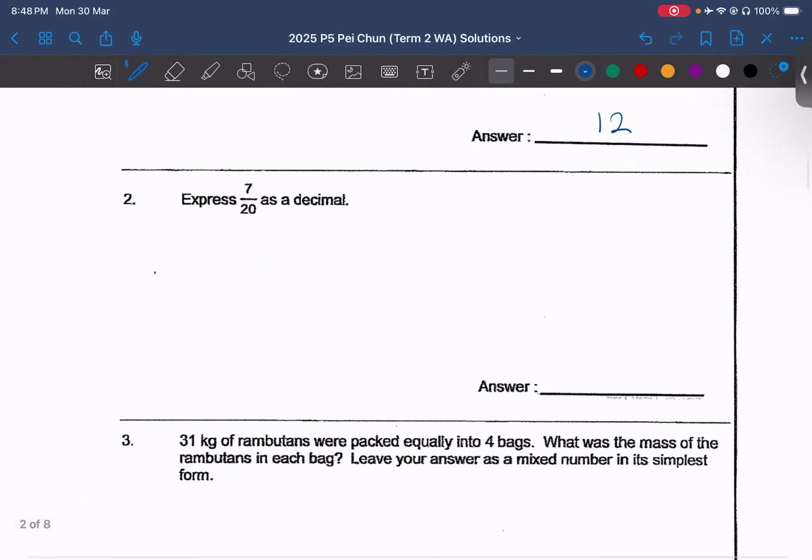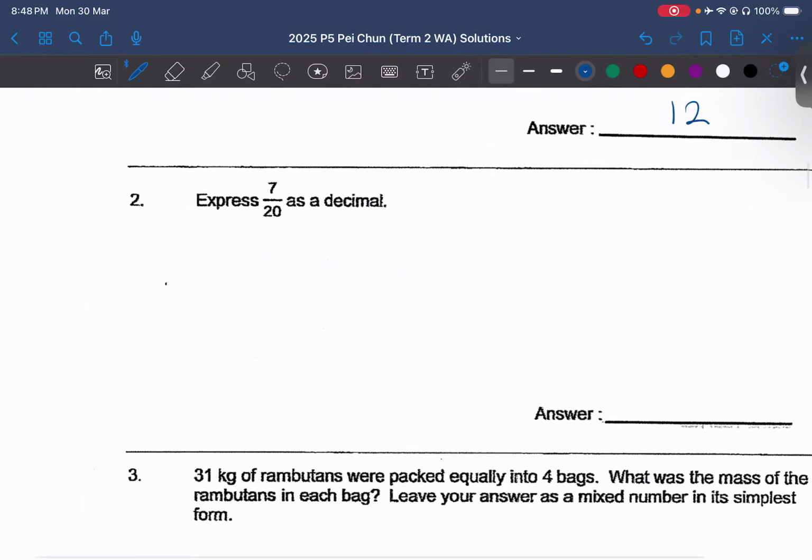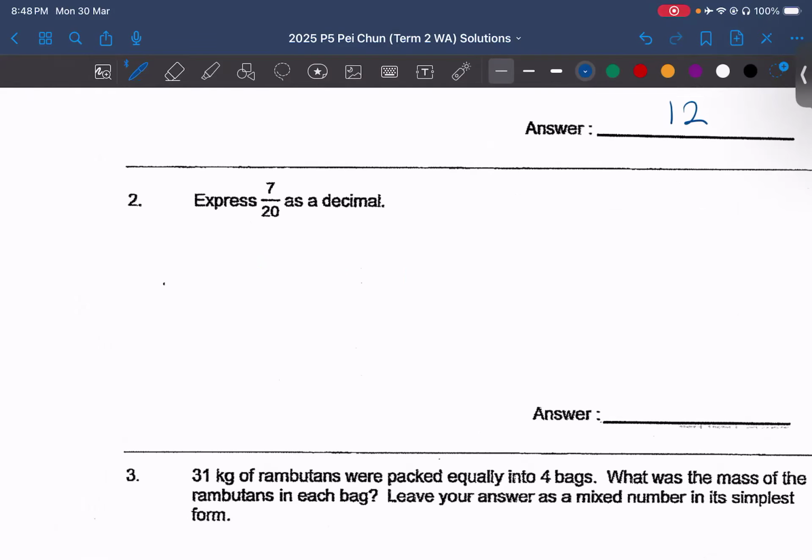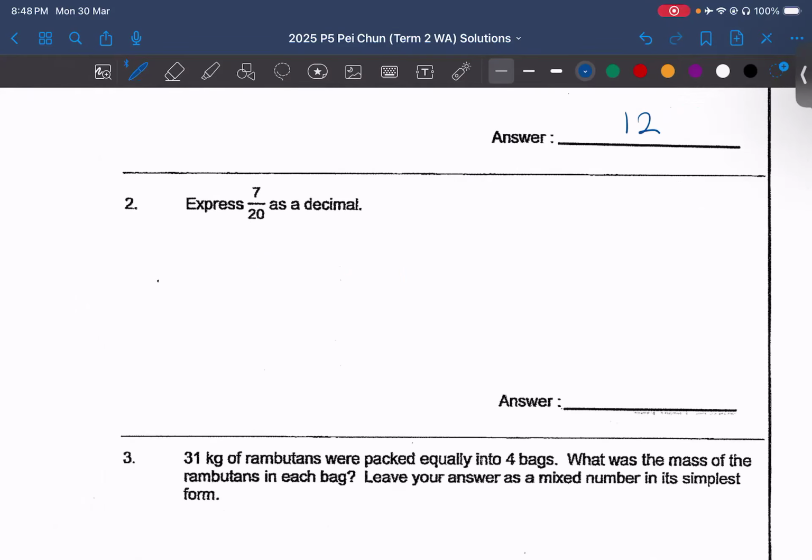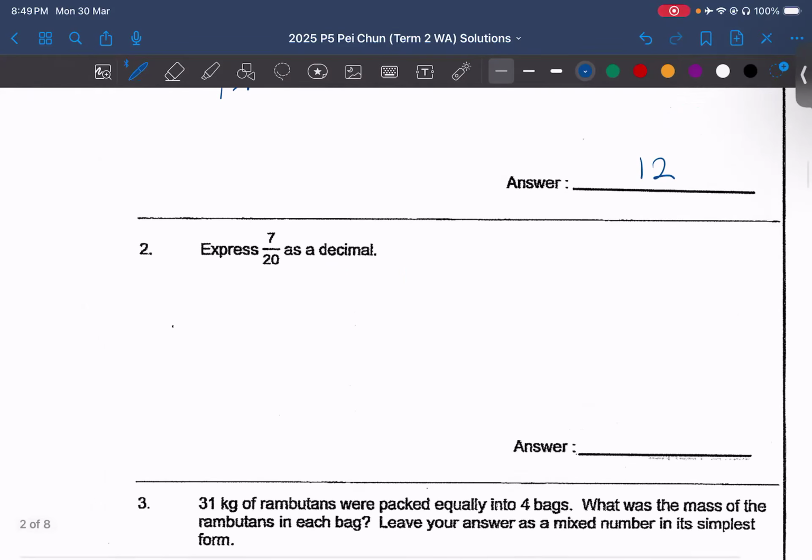Okay, next, express 7 over 20 as a decimal. So 7 over 20 means 7 divided by 20. In this case, if we can make our denominator into tenths, hundredths, or thousandths, please proceed to do that. So in this case, we have 20. We can make our denominator into 100.